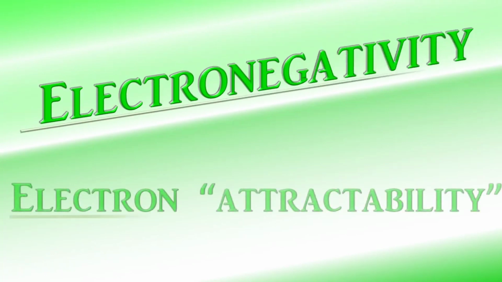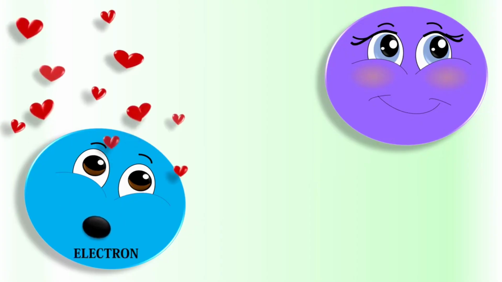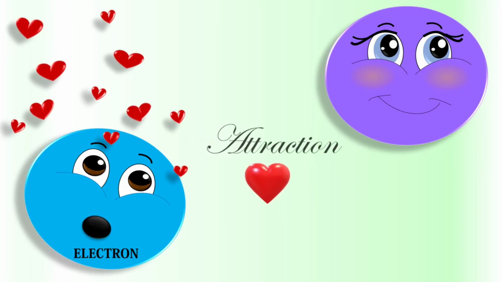What is electronegativity? Electronegativity is simply defined as the ability of an atom to attract electrons. There is an acronym for it. You can say electronegativity is electron attractability. Generally, the more electrons are attracted to an element, the higher the electronegativity value.